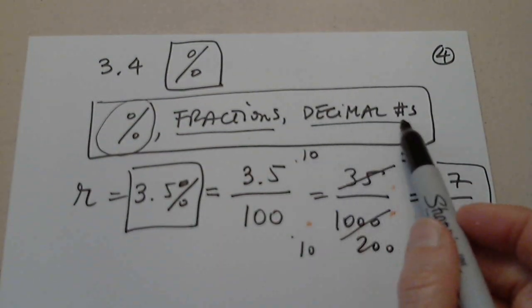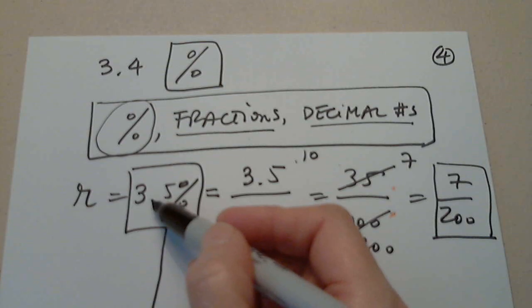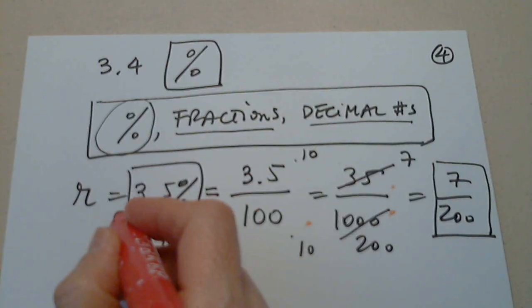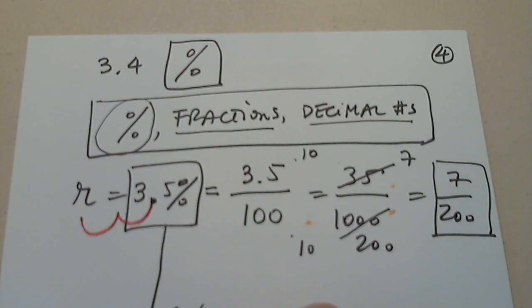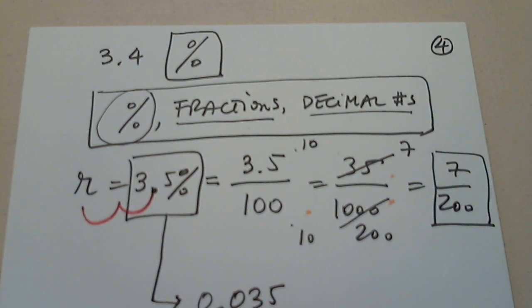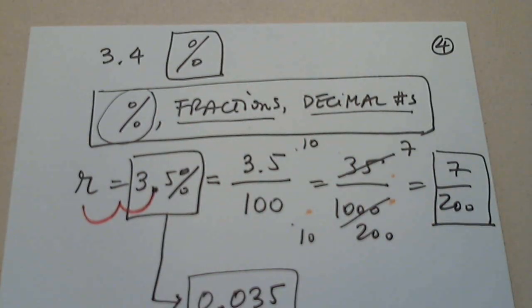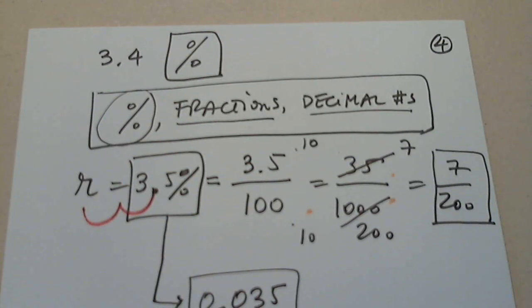Good. So now, how do I change this 3.5% into a decimal number? All I need to do is move the decimal point 2 spots to the left. So then, this is 0.035. I move the decimal point 1, 2. So this is the other form of the same number. They all mean the same thing. 3.5%, 7 over 200, and 0.035 are identical.